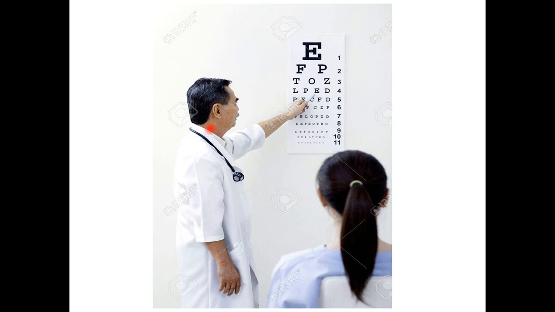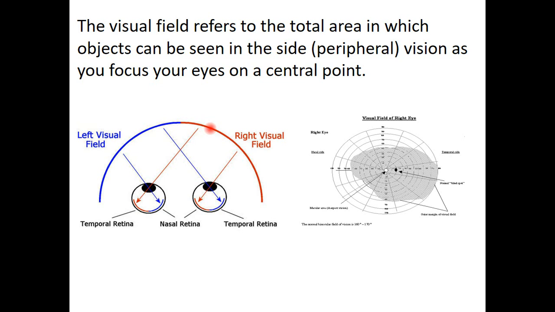Then the third step in examination of the cranial nerve is examination of the visual field. Examination for visual field refers to the total area. What is the meaning of visual field? The total area in which objects can be seen, including peripheral vision, as you focus your eyes on the central point. We have a device or machine in the eye department that can measure what they call the visual field, and we can see whether he has a defect in the visual field or a normal visual field, and we also see the blind spot.